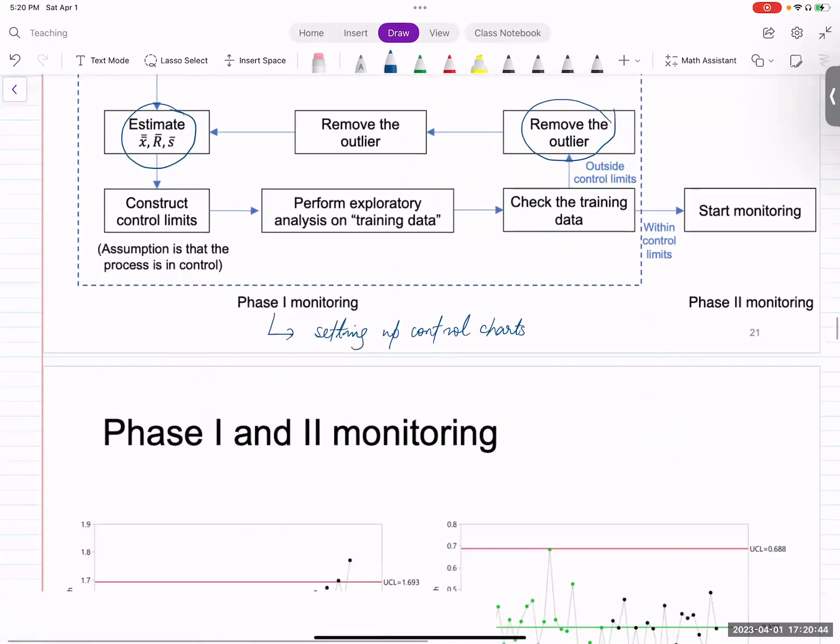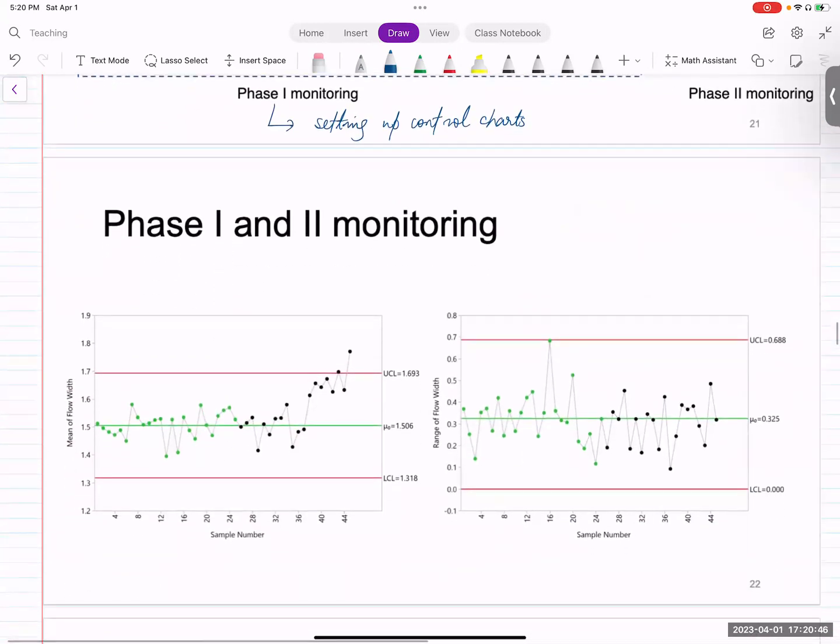Okay, fantastic. And actually, I gave an example here. So using the same control charts, we first established the upper control limit and then the lower control limit that you see here. And the green points are the data from our phase one part. So this, let me use a blue color, is phase one monitoring. This is where we have constructed our control charts.